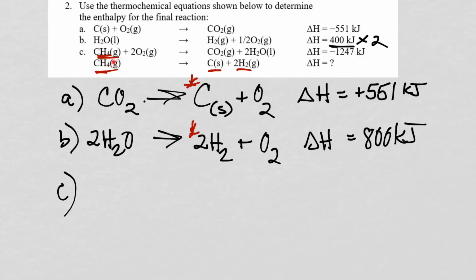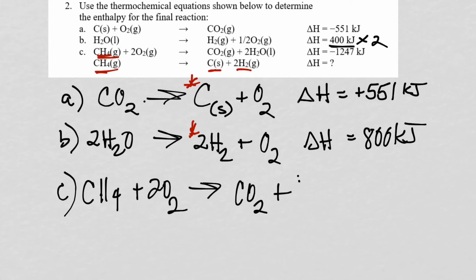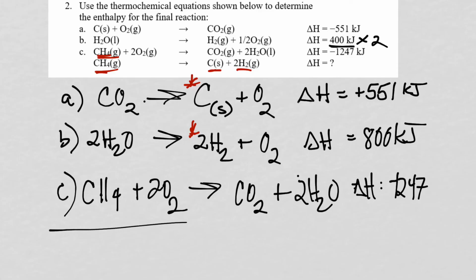So for instance, we need methane on the reactant side. The only place it exists is here, and it's in the amount that we want. And so in this case, we just have to write it as is, and we're going to hope that it works. Okay, so we have the methane plus 2 oxygen, and that gives you carbon dioxide and 2 water. We did not adjust this one in any way. All right, so we're going to hope that when we add this up, everything cancels.